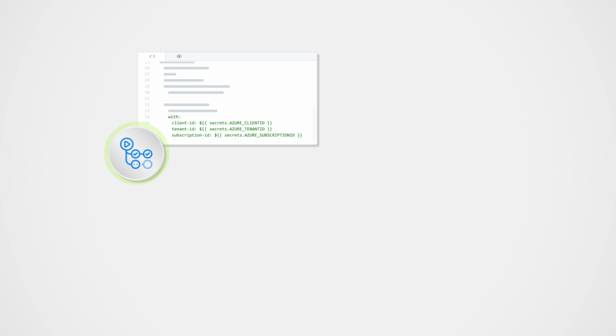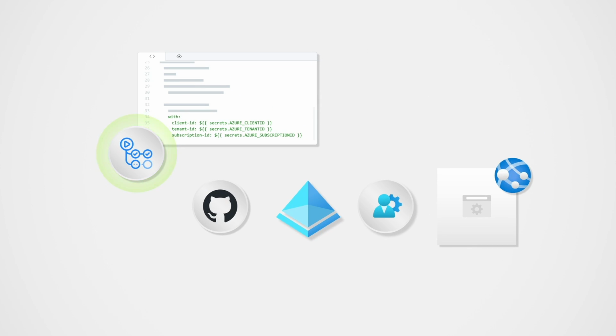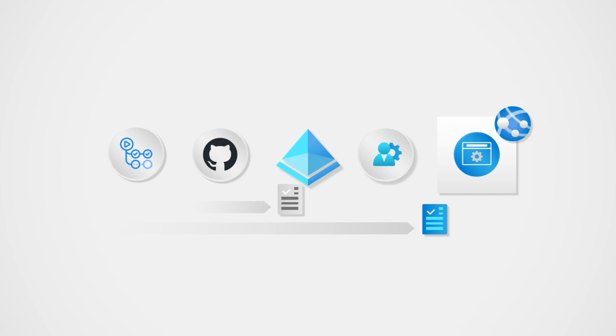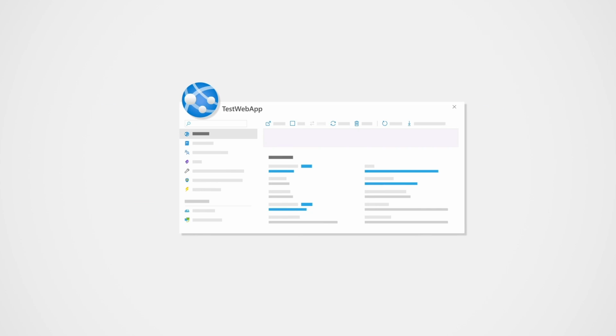Push code changes to your GitHub repo and your GitHub Actions workflow deploys your web app to Azure App Service, all without using certificates or secrets.